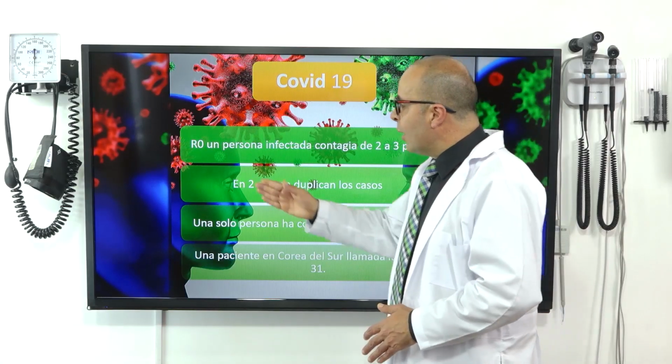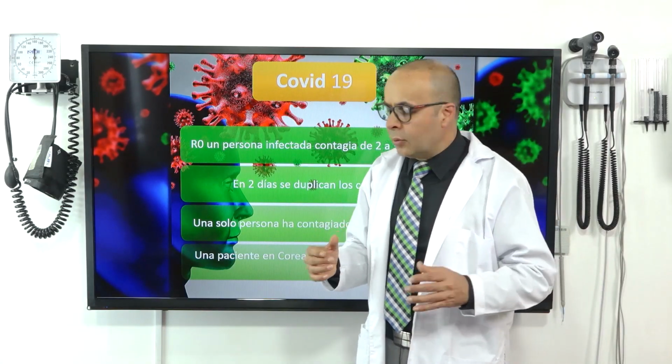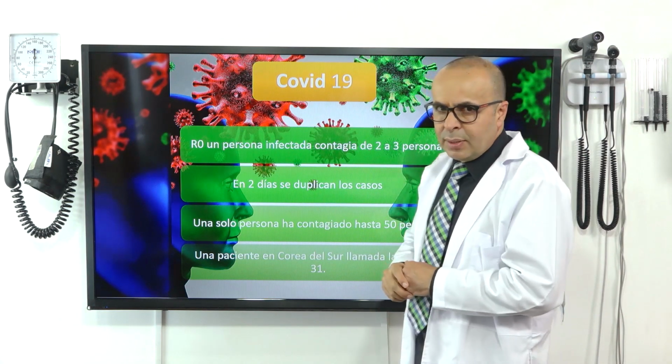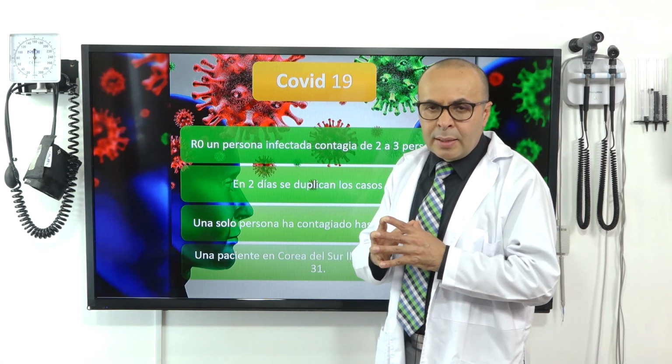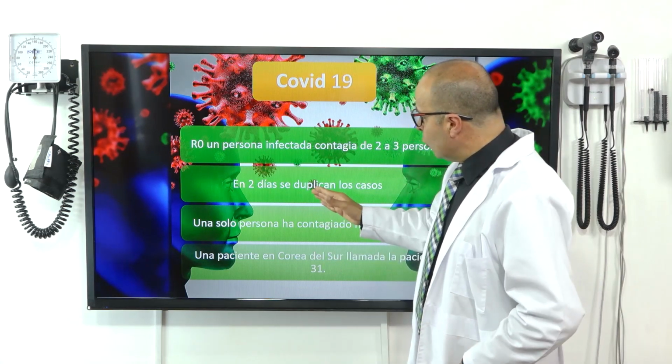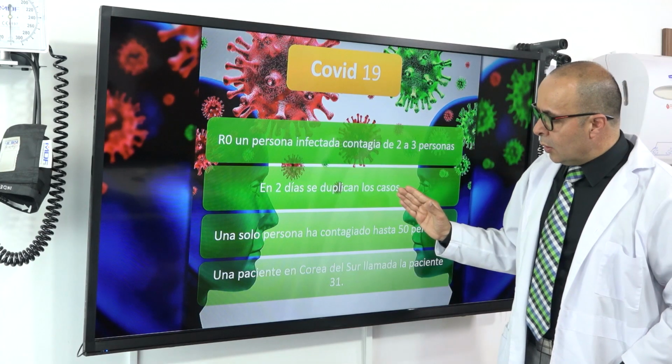COVID-19 has an R0, which is the rate of infection, where one person can infect 2 to 3 people. If corrective epidemiological measures are not taken, like social isolation, etc., then in 2 days the cases can double.